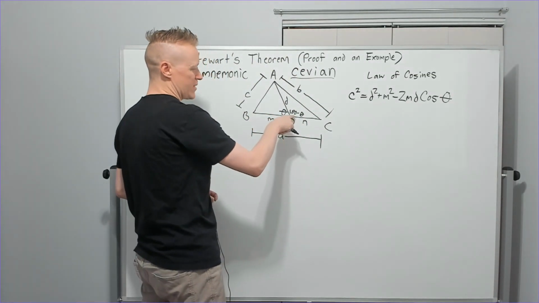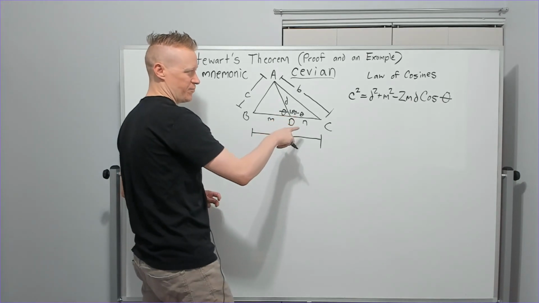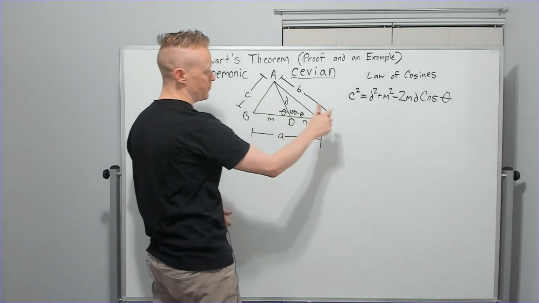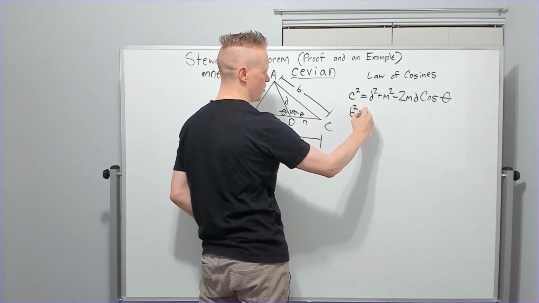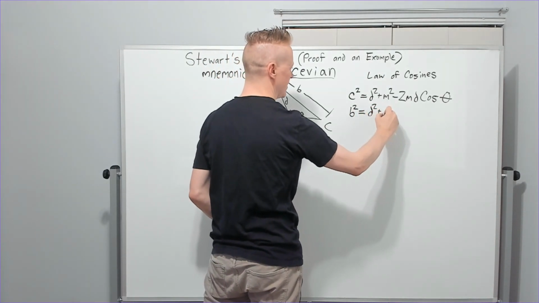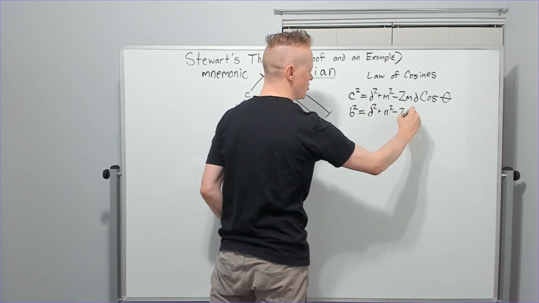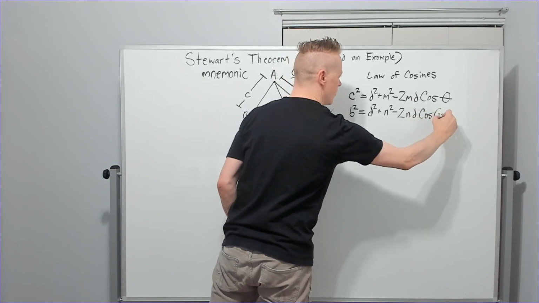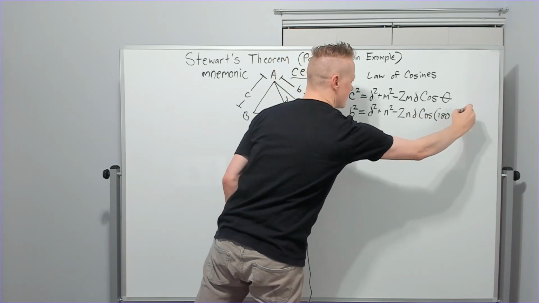If we do the same thing with this angle over here, this is law of cosines, okay? The opposite side to it is b, so you're going to start with that. B squared equals, take the other two sides, d squared plus n squared minus 2nd cosine of 180 minus theta.